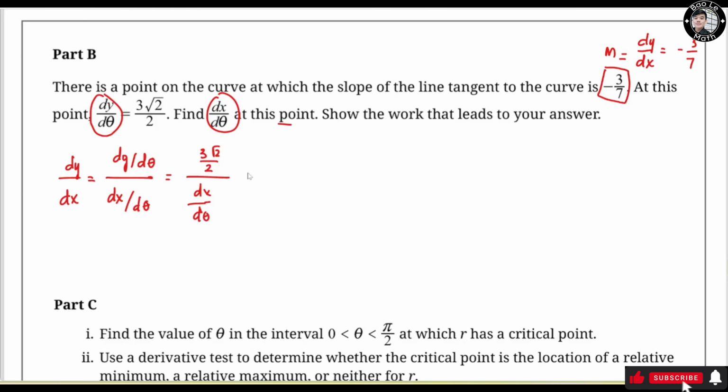So dx over d theta equals 3√2/2 divided by dy over dx, but dy over dx equals -3/7. So we're going to multiply by the reciprocal. It's going to be -7/3. So we're going to simplify, 3 and 3 cancel out. It's going to be -7√2/2.